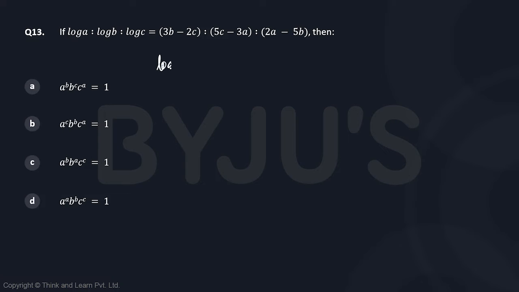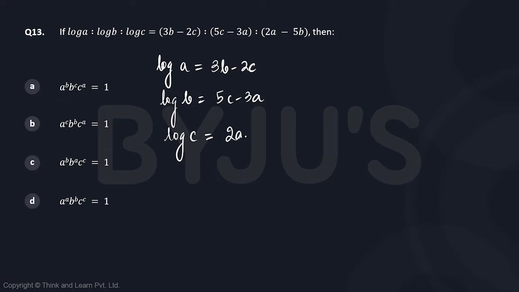So let's say log A is equal to 3B minus 2C. Let's assume these are the values. And log B is equal to 5C minus 3A. And let's say log C is equal to 2A minus 5B. Now, if I need A to the power B or A to the power C or A to the power A, that means I am supposed to multiply log A with the same power that we have, right?